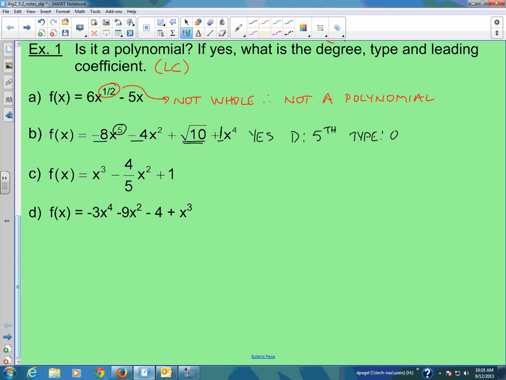So the type is a quintic, which is 5th degree. The lead coefficient is a -8.